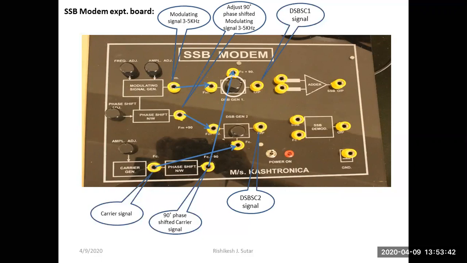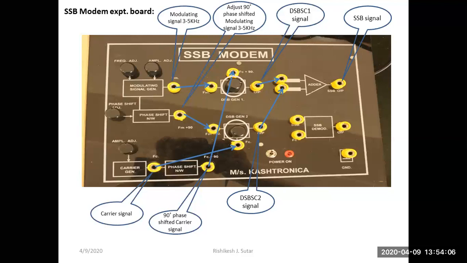Then the next block is adder block, so I can add these two DSBSC signals to the input of the adder block, and at the output of adder block I can get the SSB signal. If you want to see the SSB signal clearly, you can observe the SSB signal on the DSO with respect to carrier signal.